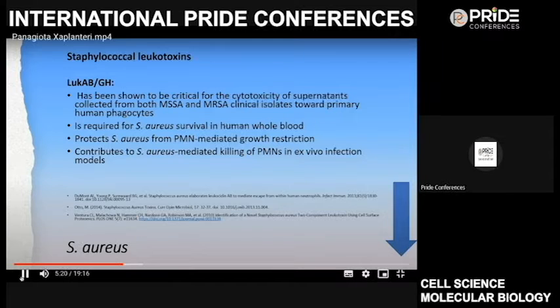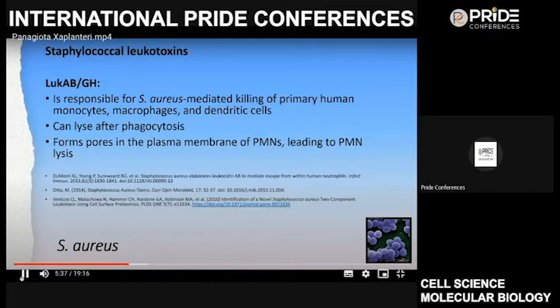It's required for Staphylococcus aureus survival in human whole blood. It protects Staphylococcus aureus from polymorphonuclear-mediated growth restriction. It contributes to Staphylococcus aureus-mediated killing of polymorphonuclears. It protects in infection models. It is also responsible for Staphylococcus aureus-mediated killing of primary human monocytes, macrophages, and lymphocyte cells. It can also act after phagocytosis. Those pores form in the plasma membrane of polymorphonuclears, leading to polymorphonuclear lysis.